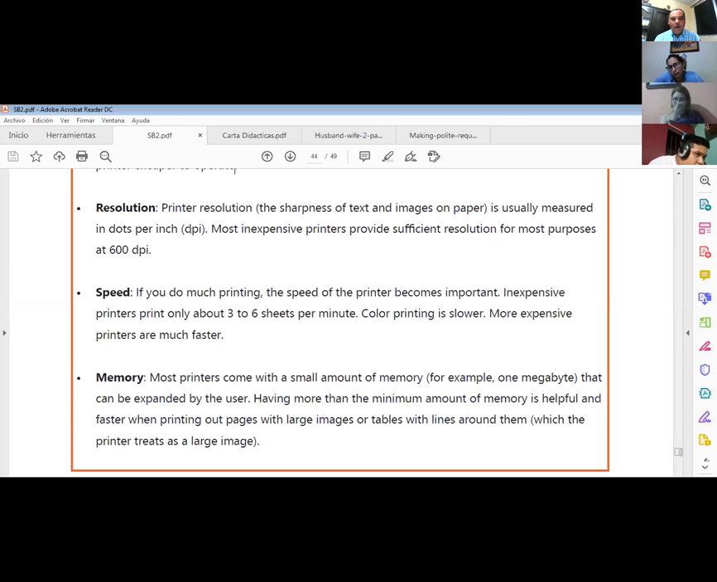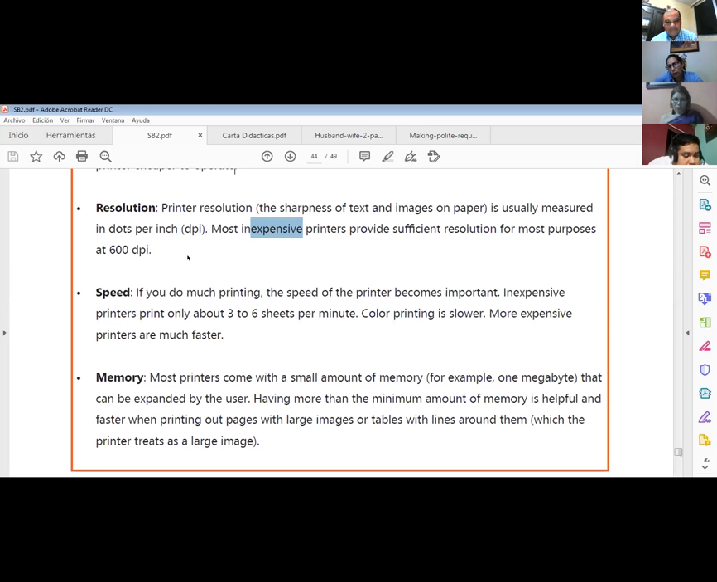Most purposes. Most inexpensive printers. Inexpensive is the opposite of expensive. Expensive es caro, and inexpensive is the opposite, barato. O que no son caros. Most inexpensive printers provide sufficient resolution for most purposes. That is at 600 DPI.